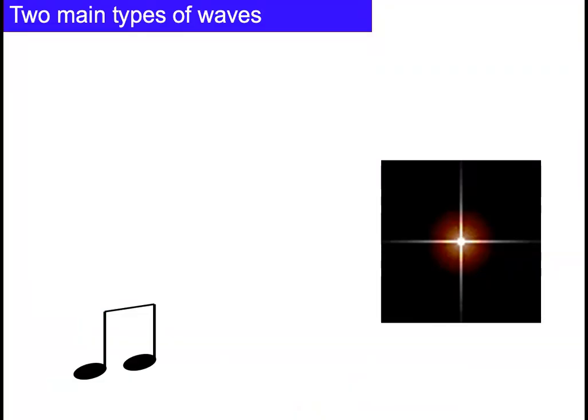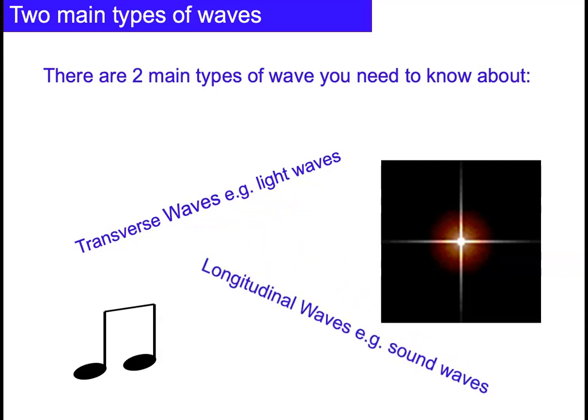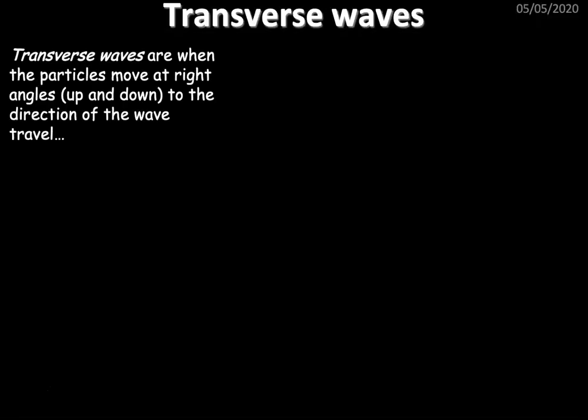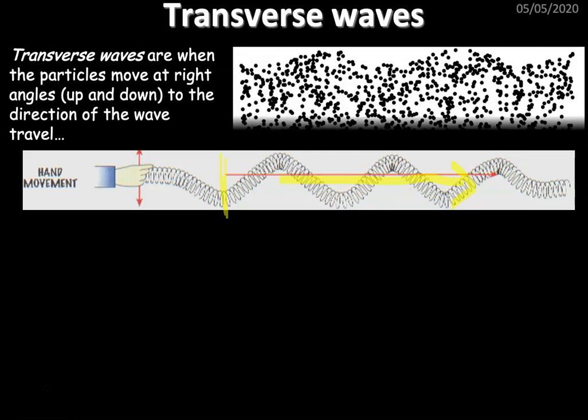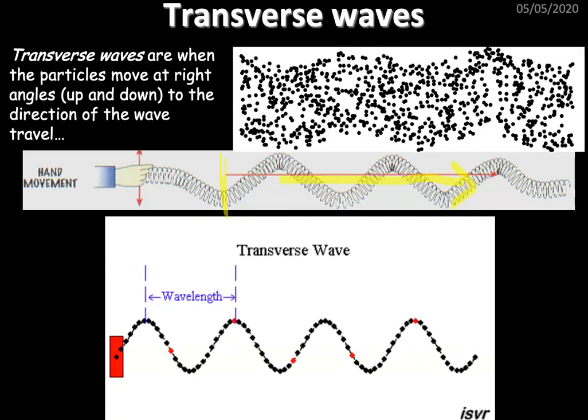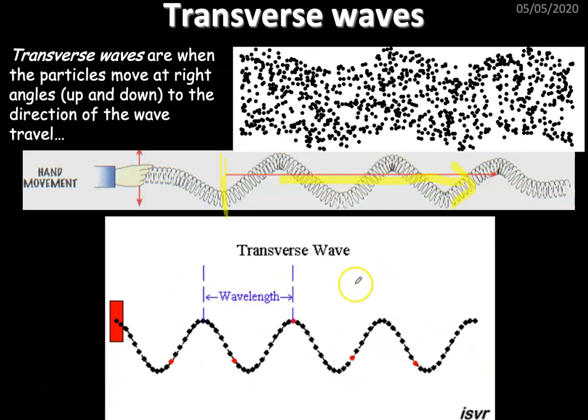There are 2 main types of waves: longitudinal waves and transverse waves. Sound is longitudinal, light is transverse. Transverse waves, definition important, the particles move at right angles to the direction the wave travels. So what we're saying is the particles are moving up and down and the wave is traveling to the right. That's known as transverse waves. And you can see this in the GIF at the bottom here.